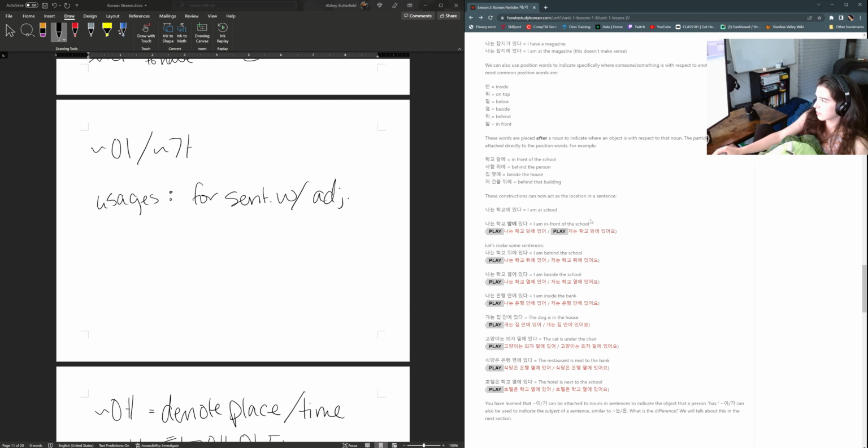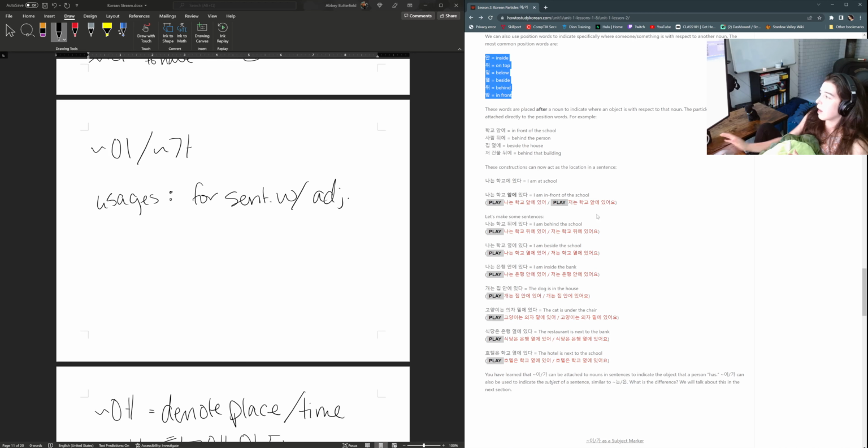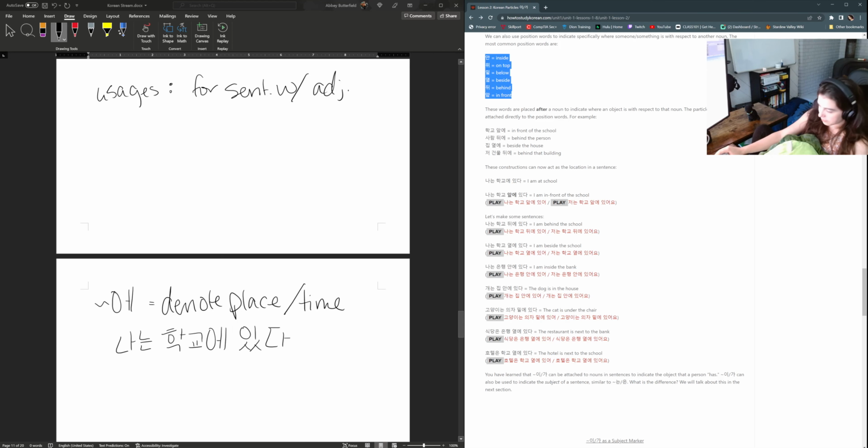Let's see, so we're gonna be looking at different ways to say I'm at school, using different specific positions that we can be at. So I am at school, which is again 나는 학교에 있다, not conjugated, which we never really say out loud, but I'm doing it because we're learning. And then if you're saying I am in front of the school, you would say 나는 학교 앞에 있다.